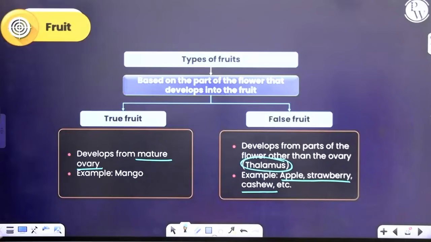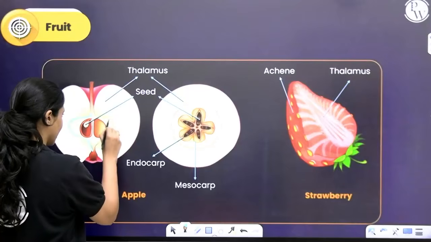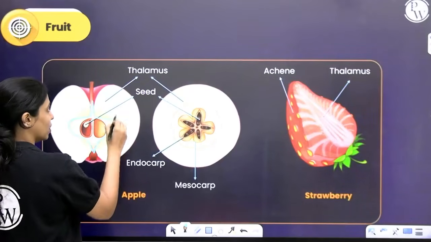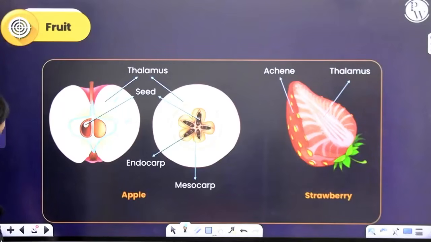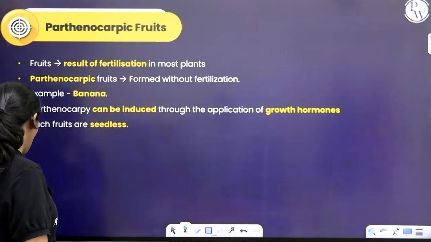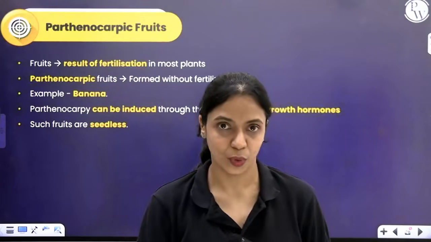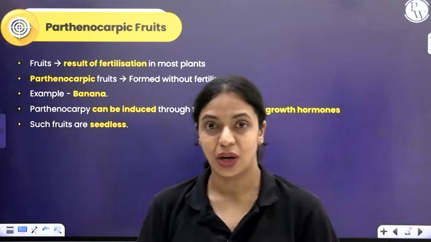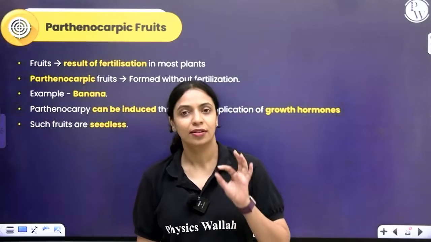Alright, here you can see this is an NCERT illustration. What you see here is the actual ovary. What we eat, the fleshy part, is actually the thalamus. Now let's talk about parthenocarpic fruits. Parthenocarpic fruits are seedless fruits. When a fruit forms without undergoing fertilization, then seeds will not form in it. The fruits will be seedless.